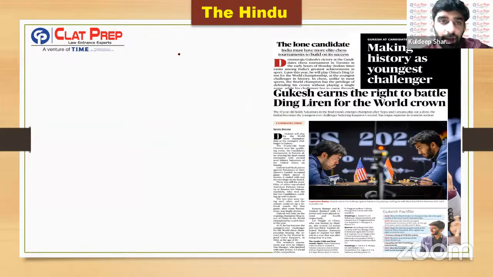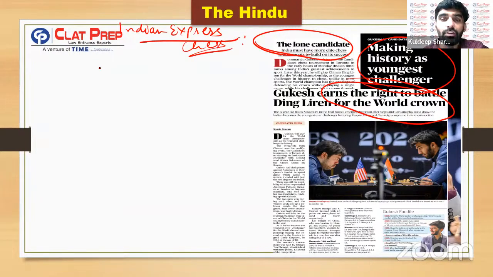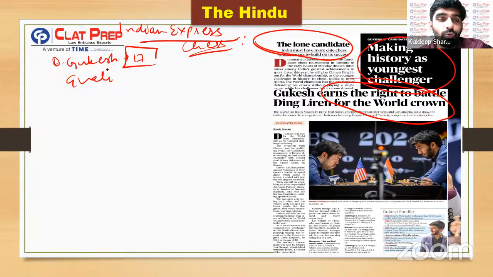Moving on. Again, usually sports section news is not that important. However, you can see the importance of this topic by how widely it has been covered in The Hindu newspaper, and not just in The Hindu, in every newspaper. And you have to read all of the news related to chess. Okay, so a big achievement has been made: D. Gukesh, who is only 17 years old, has won a qualifying tournament, the FIDE qualification tournament in Toronto.